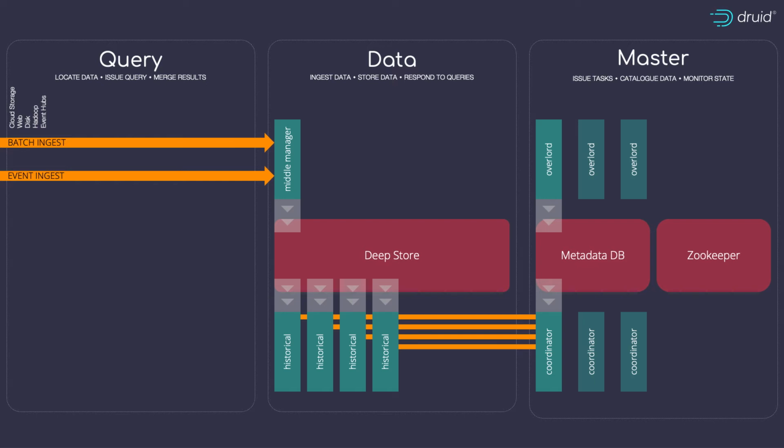Another cool thing, the coordinator can be made aware of dedicated groups of historicals called tiers. We can target particular periods of time or particular datasets at those tiers to create a better cost-performance balance. Perhaps this new tier that I've added will have larger disks and less processing capacity.